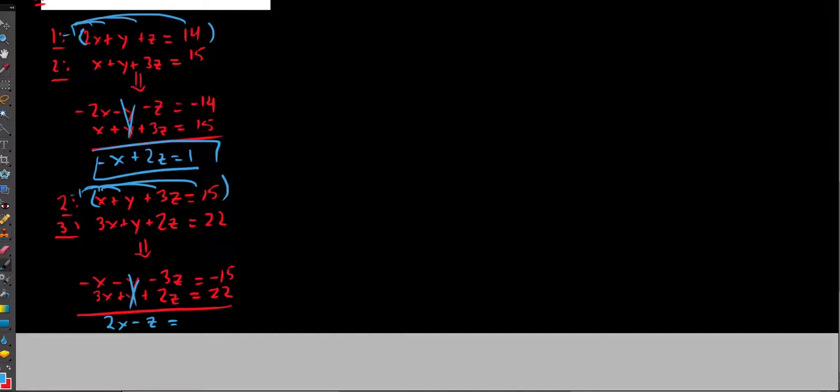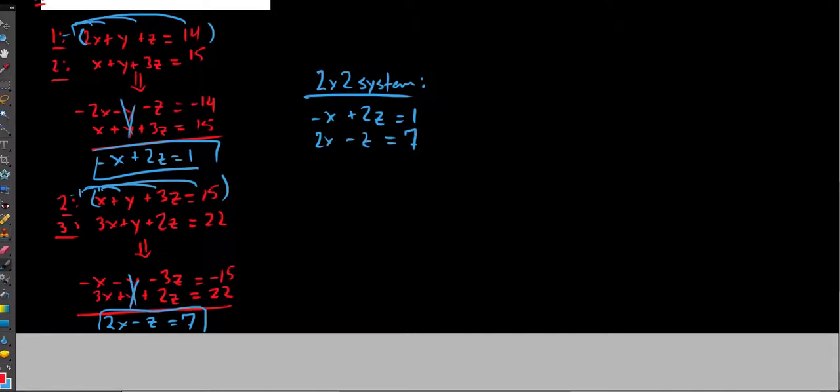And 22 minus 15 is a 7, lucky number 7. So remember how this works. We set up our 2 by 2 system now that we have two equations with the same two variables. All right, negative x plus 2z equals 1. We also have 2x minus z equals 7.